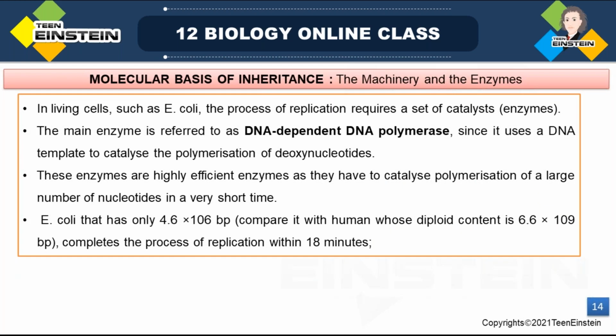Then, the machinery and the enzymes. In a living cell like E. coli, the process of replication needs a set of enzymes. The main enzyme required for replication is DNA-dependent DNA polymerase. Note it down.